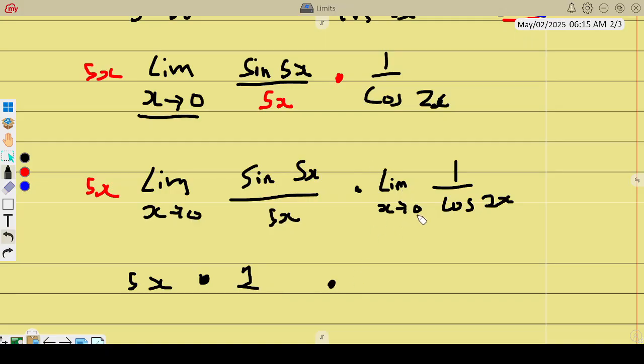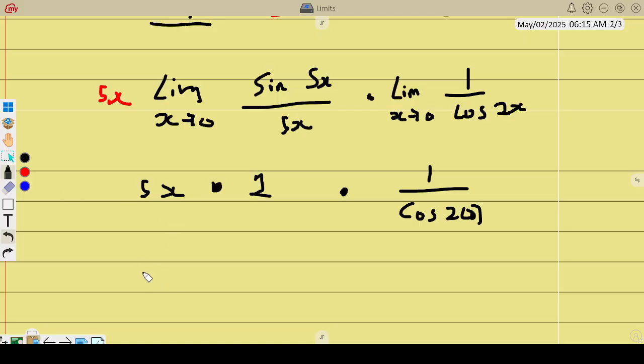Remember, when we substitute 0 for x, then we stop writing down the limit. So let us substitute. This will be 1 over cos 2 times 0. I hope you haven't gotten so confused. So this is 5x times 1 times 1 over 1. Cos 0 is 1. Then the final answer will just remain 5. So this is 1 times 1 times 5. That's how you work it out.